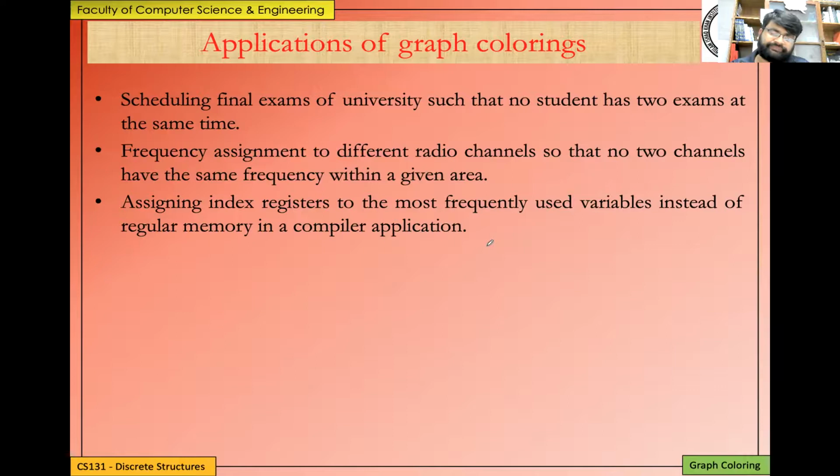If you can assign index registers to the most frequently used variables, the index registers are much faster to access than the regular memory. So it's even faster than the regular memory. So if a variable is being accessed a lot of times, you can use a graph coloring algorithm to come up with identifying the most frequently used variables to give them the index registers. That is the aim of this particular thing. So again, another application from a totally different field, but a very valid and a very useful one.